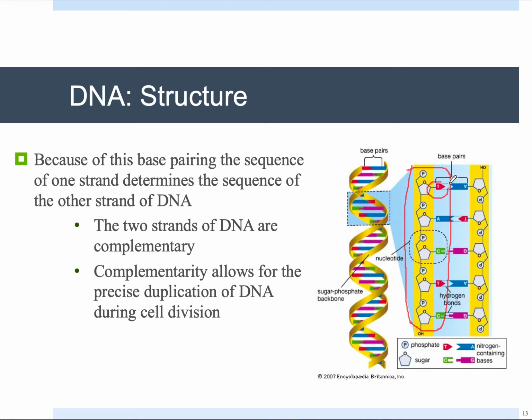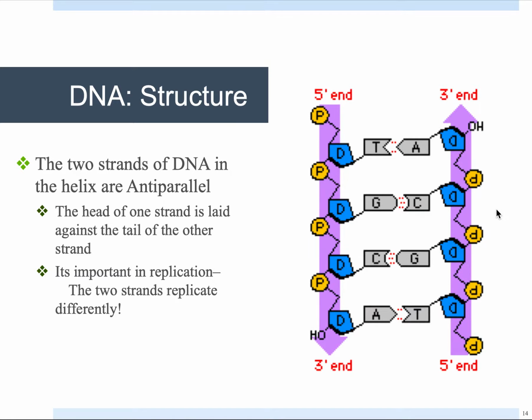So in this case, you have thymine. Thymine always will pair up with adenine. Adenine will always pair up with thymine. Cytosine will always pair up with guanine, like that. So we say they are complementary to each other. And it's important that during cell division, when DNA is duplicated before cells divide, this duplication is done accurately.